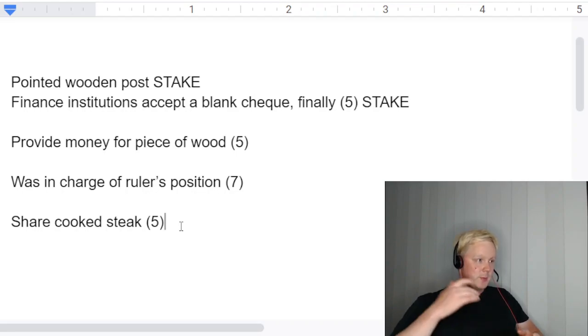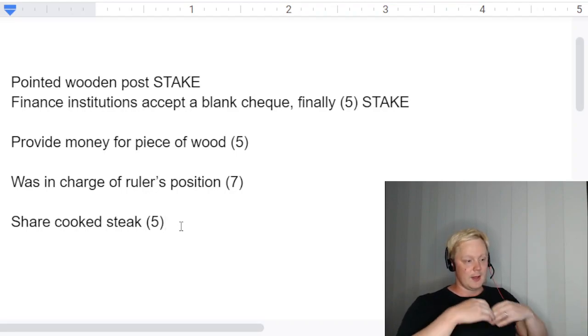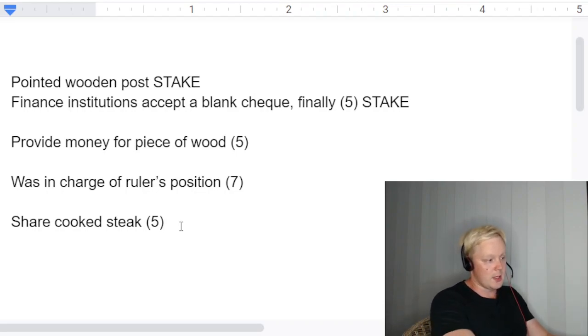And this brings me to two things. First of all, the definition doesn't have to be the word you think it is when you normally read the clue. So you normally read this as share cooked steak.